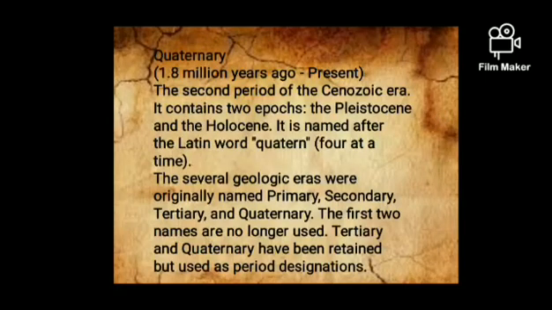Period. Quaternary, 1.8 million years ago. The second period of the Cenozoic era, it contains two epochs, the Pleistocene and the Holocene. It is named after the Latin word quatern, for at a time. The several geologic eras were originally named primary, secondary, tertiary, and quaternary. The first two names are no longer used. Tertiary and quaternary have been retained but used as period designations.